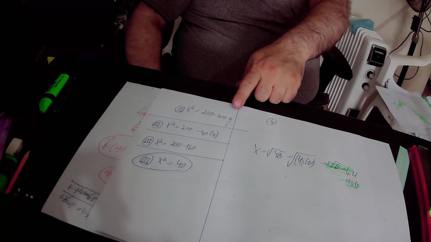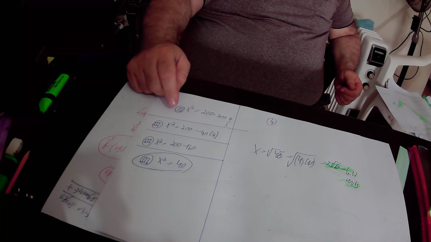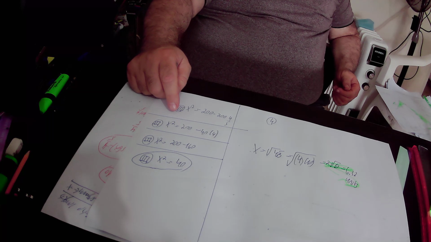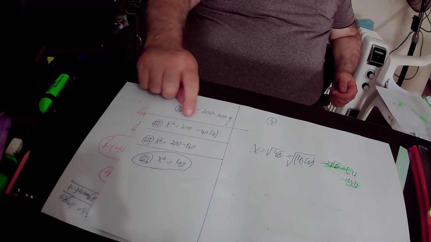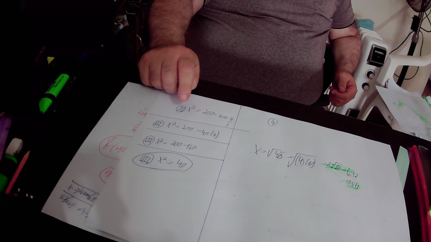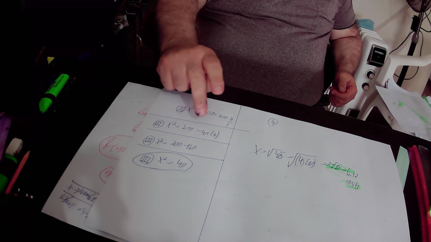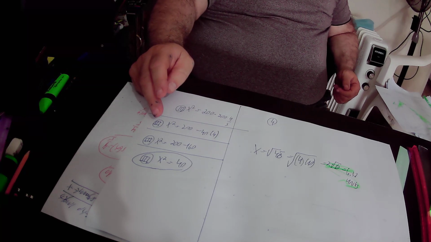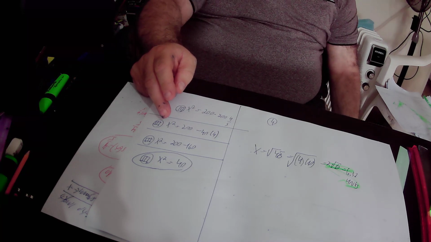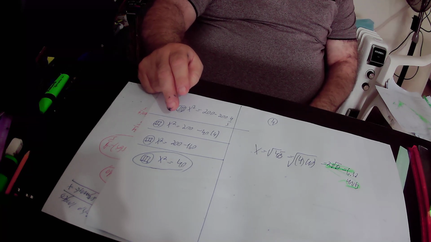200 over 5 is 40. So here we found out that according to equation number 3, x squared equals 200 minus 40 times 4. So x squared equals 200 minus 160, which is 40. So x squared equals 40.